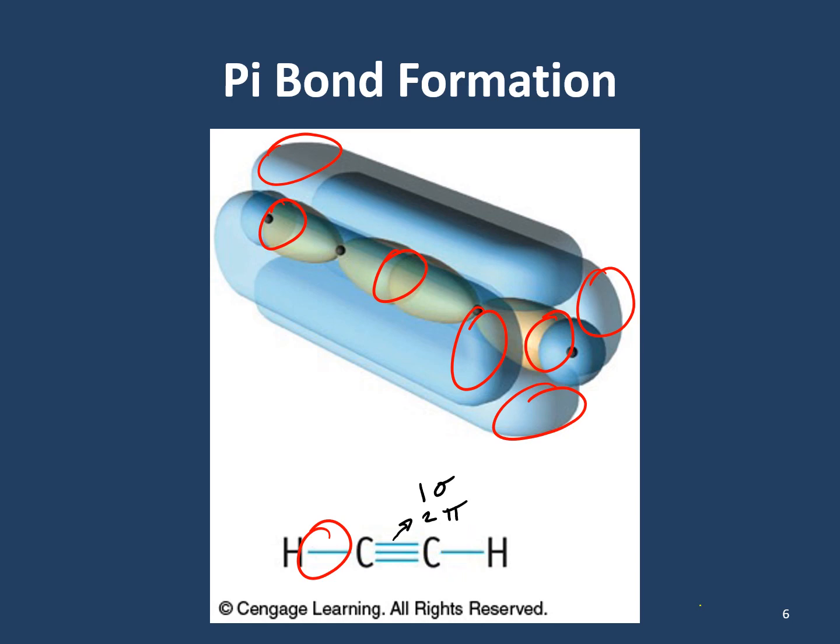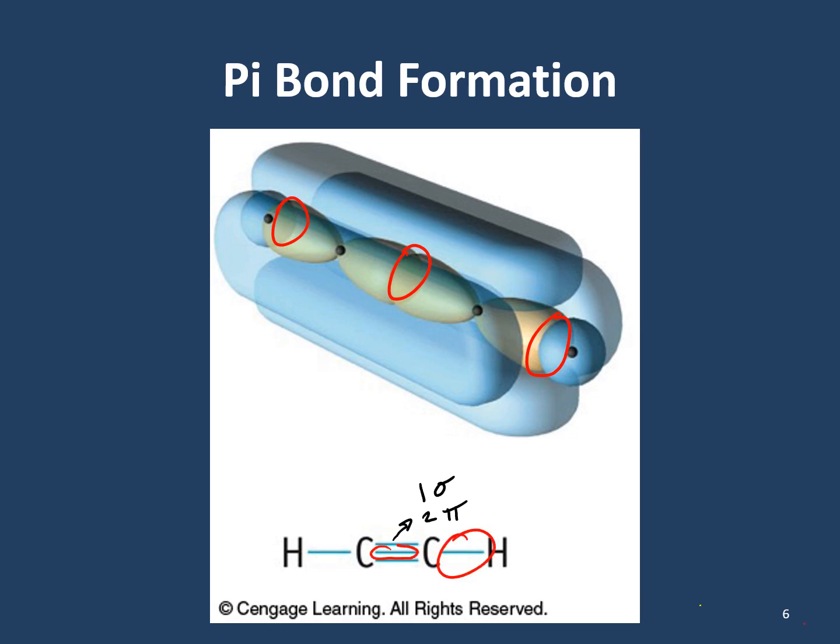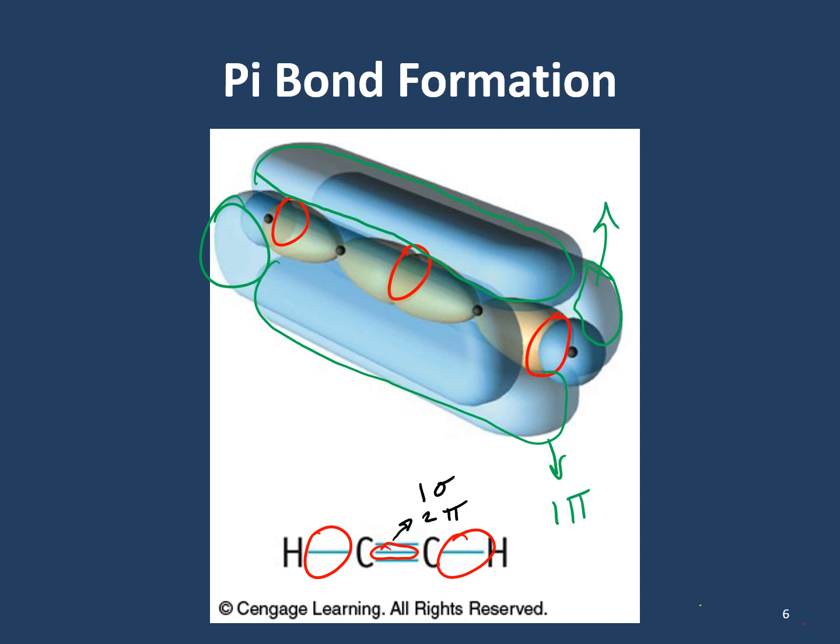Here, let's color code this a little bit. So these are our sigma bonds in the molecule, this one, and that overlap, this one, and this one. Then we have our two pi bonds. One of them here, this tube and this tube, that's one pi bond, like I showed earlier. And then the other tube, this tube and that tube, is the other pi bond.